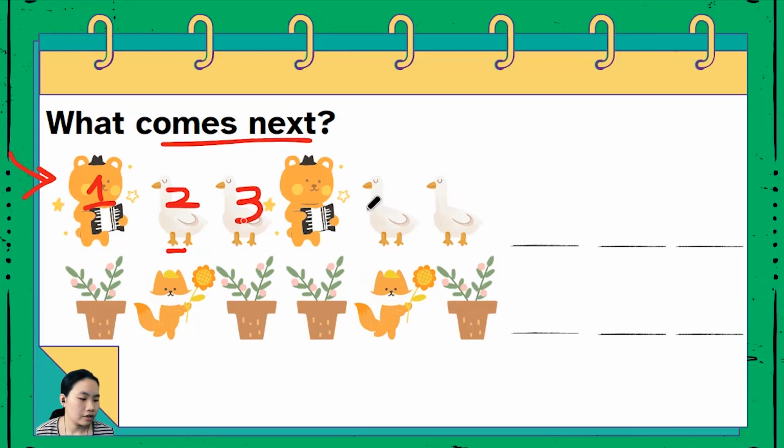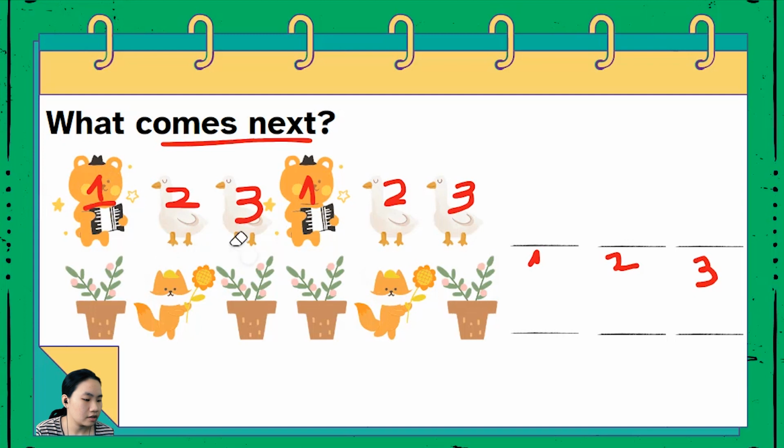It is number 3. How do you know if this duck is part of the pattern unit? It's because the bear is number 1, right? If this duck is number 2 and it ends there, the bear should be repeated. It should be number 1 over here, but no, it is the duck once again. Therefore, it is number 3. 1, 2, 3. So next up should be 1, 2, and 3, okay?